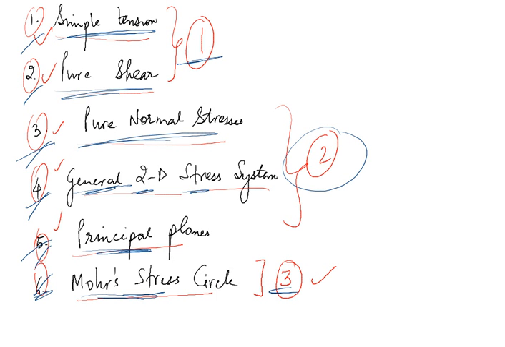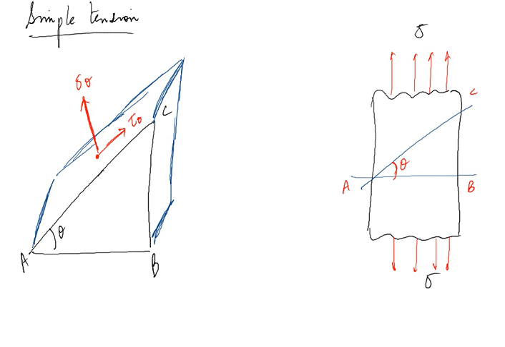Starting with the first topic, that is a body in simple tension. Now you have a bar, let us say this is the bar in question, this is any section of the bar. Along its length it is being subjected to a direct tensile stress sigma. Now across any transverse section, that is a section like AB, the stress would be only sigma.